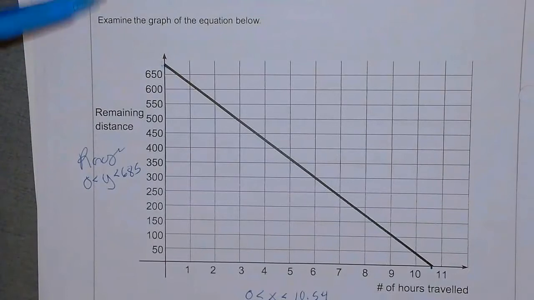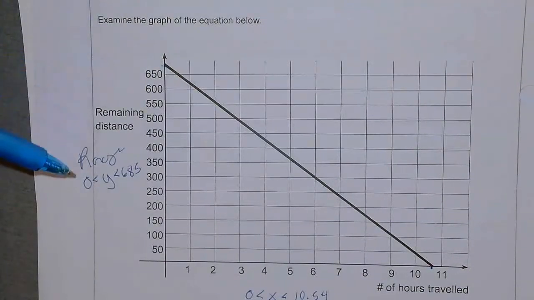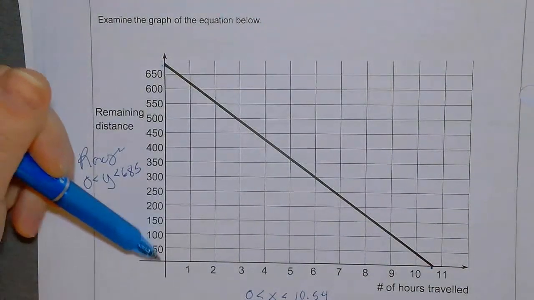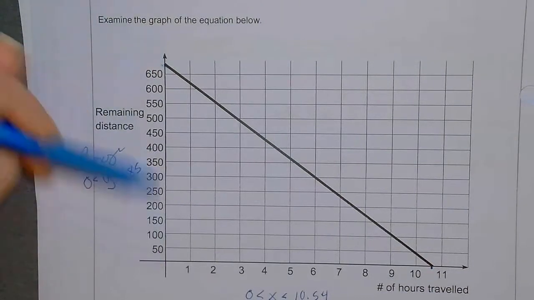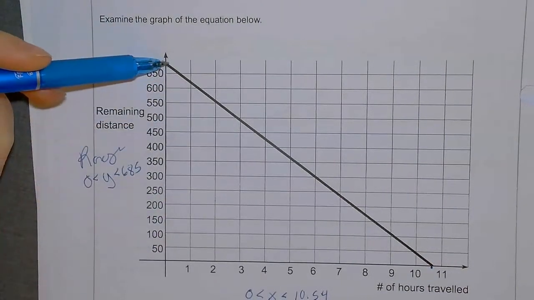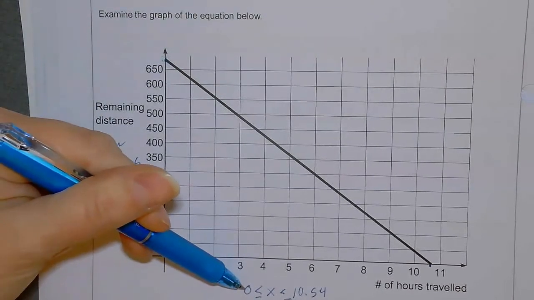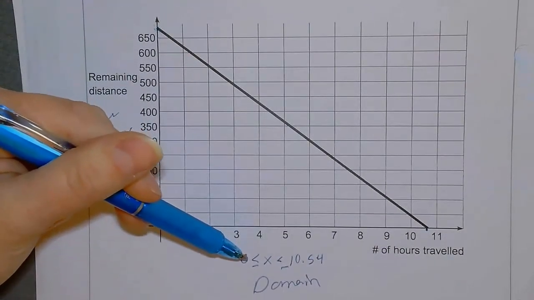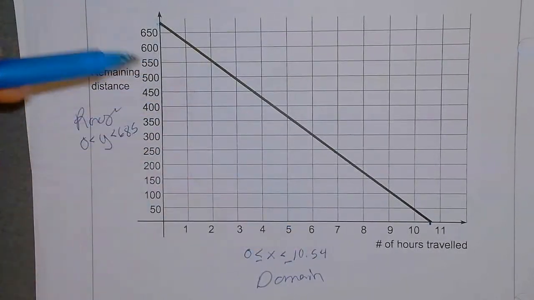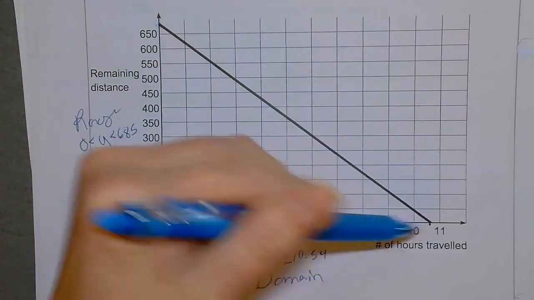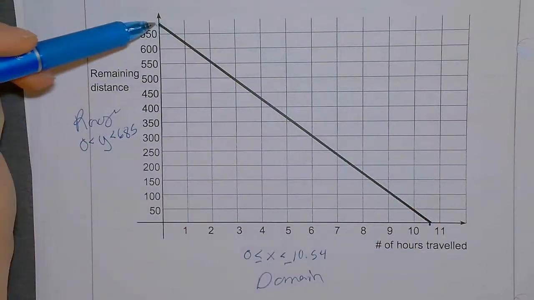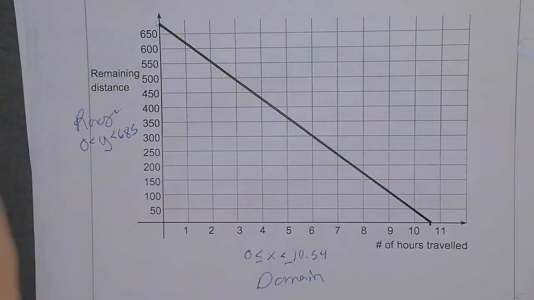So in this situation, the range is going to be any number from 0 to 685 because the distances aren't going to be more than that or less than 0. Domain is between 0 and 10.5 because you're not going. You could put 11 if you wanted, if you weren't sure, but 0 to 11.